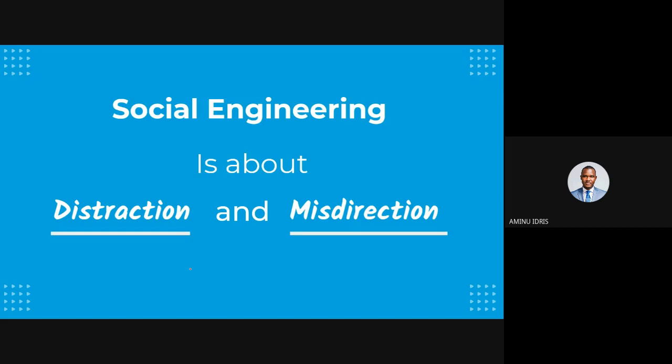Misdirection, in the sense that it may misdirect you into performing a certain task, which is going to put the whole organization in danger. A lot of companies nowadays are spending a huge amount of money on security. But the major issue, the major threat for most organizations nowadays, is social engineering.